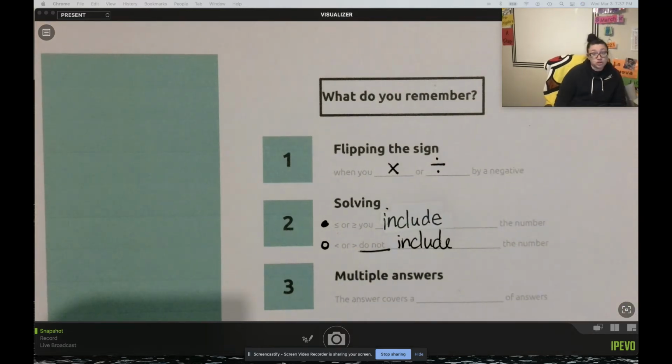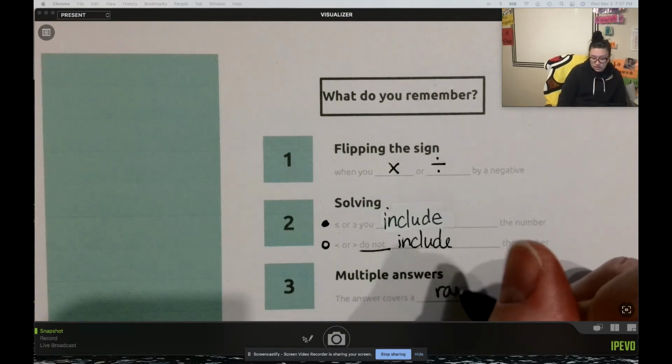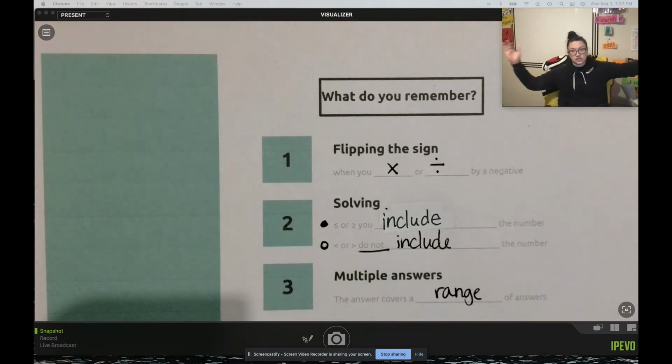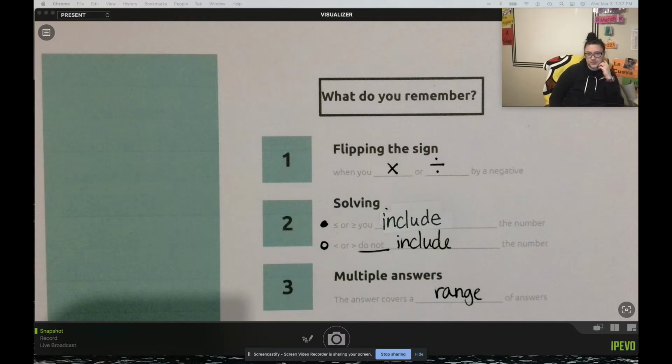And again, multiple answers. The answer is going to cover a range of answers. There's a whole bunch of numbers that it's going to cover.